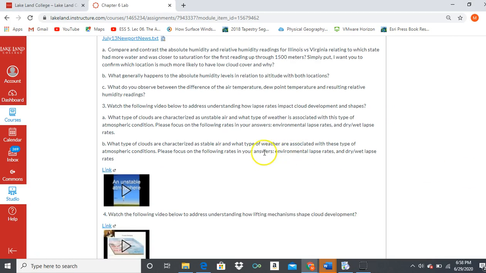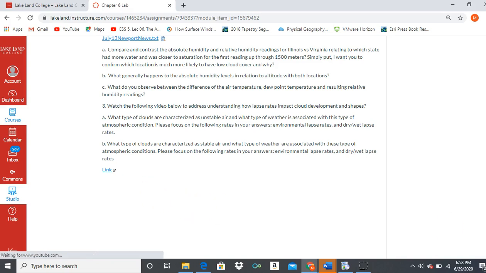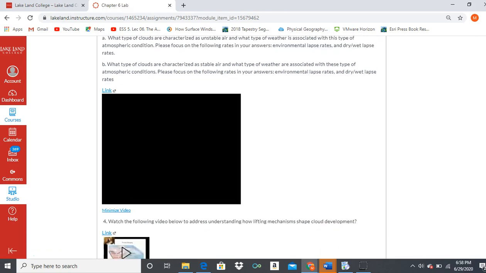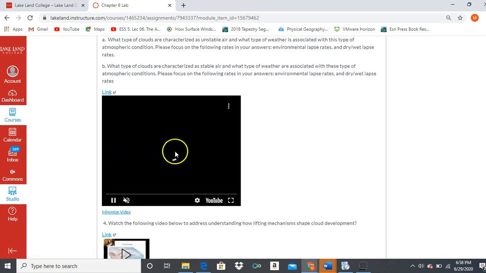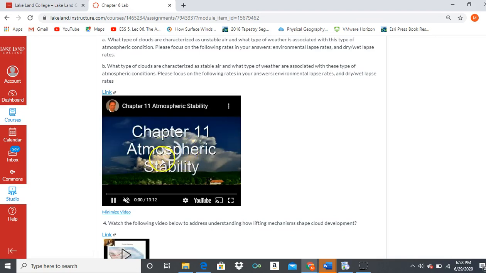For question set 3, you're actually watching a video and trying to understand why some clouds are tall and why some clouds are flat. And you're looking at concepts of being unstable and stable. This video really outlines the key themes: you're looking at what the temperature is like inside of a cloud versus the temperature of the air outside of the cloud. So what makes a cloud tall versus a cloud flat?